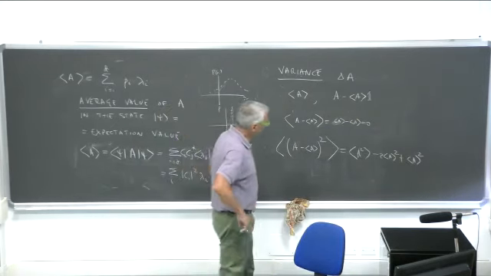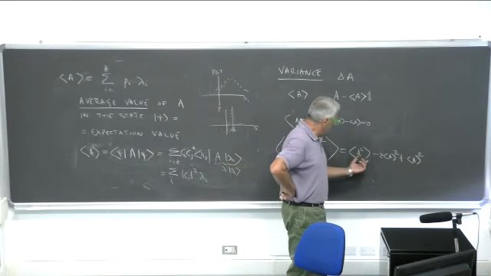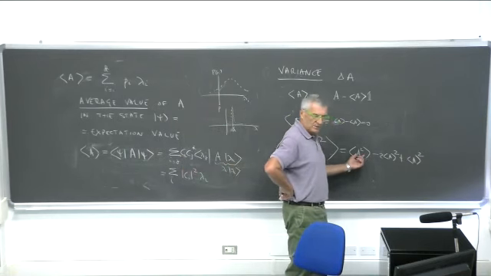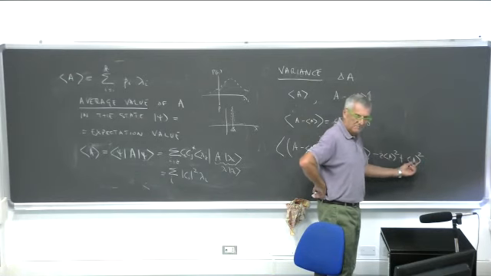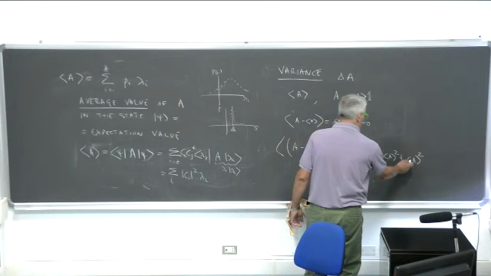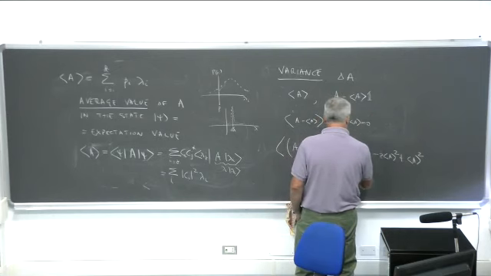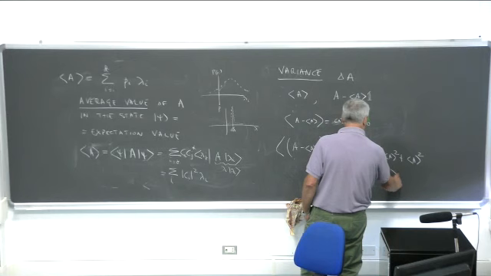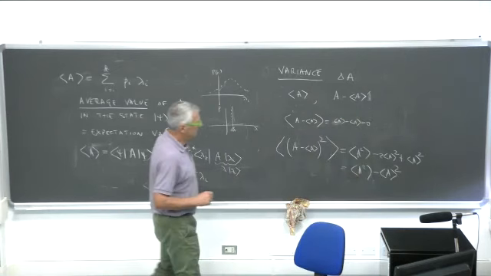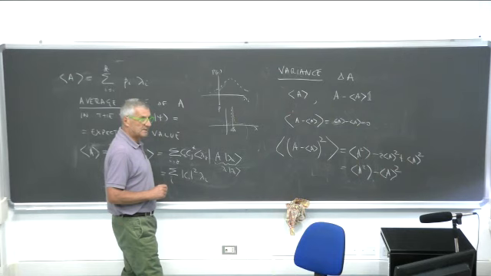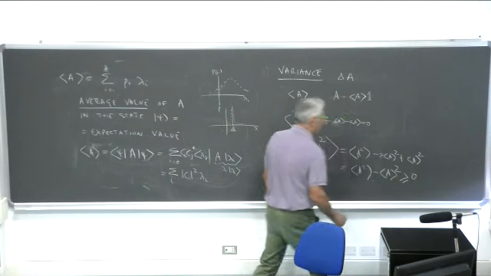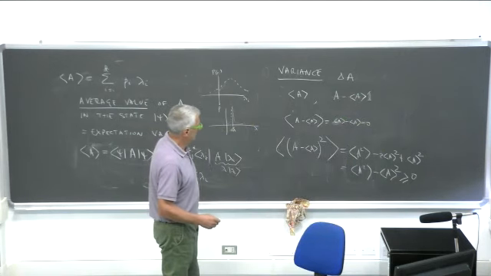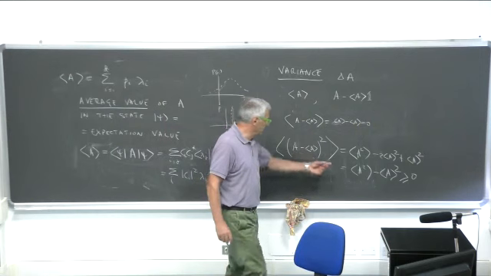Notice here, not to be confused, there are 2 things here. This is the expectation value of the square of the operator A. And this is the square of the expectation value of A. So this becomes A squared minus A squared. This is what this is. And this is, although it doesn't look like it, always greater or equal than 0, because this is equal to that.